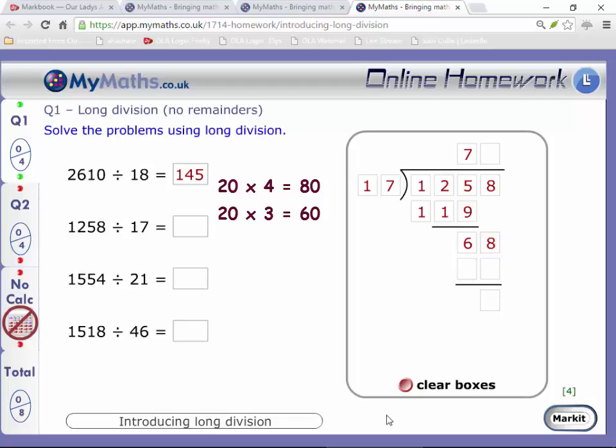Well, 4 times 7 is 28. I get an 8. So I think the answer is 4. 4 times 7 is 28. Carry 2. 4 times 1 is 4, plus 2 is 6. Looks right, doesn't it? 68 from 68. I'm left with a 0. No remainder. So the answer looks like 74.